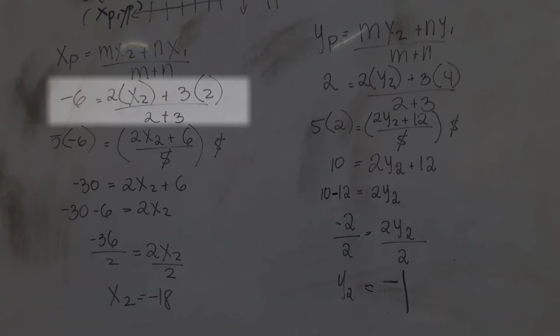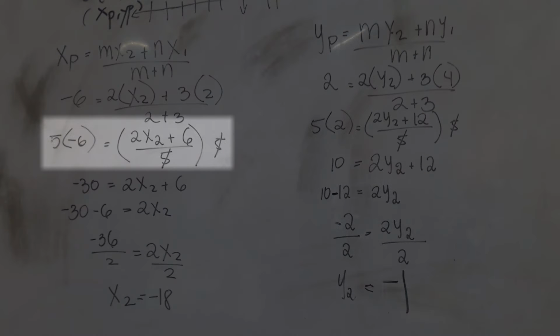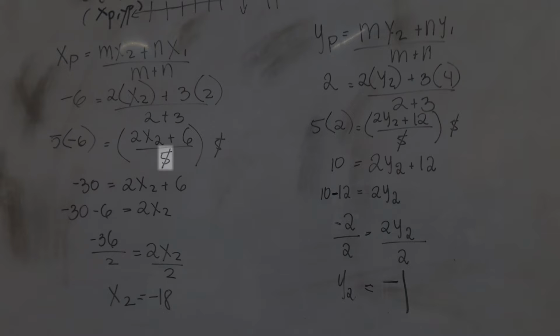Negative 6 equals (2 times x sub 2 plus 3 times 2) over (2 plus 3), and then negative 6 times 5 equals 2x sub 2 plus 6 over 5. Then the denominator 5 will be distributed to both sides. So we will cancel it on one side, while on the other side we will multiply it, or distribute.